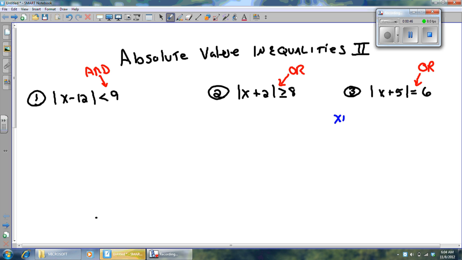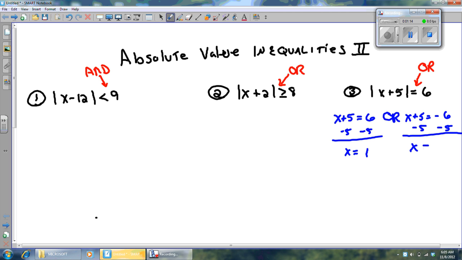I'm going to say x plus 5 equals 6, or x plus 5 equals negative 6. And I'm going to subtract 5 to get x equals 1. And then I'm going to subtract 5, and I'm going to get x equals negative 11.